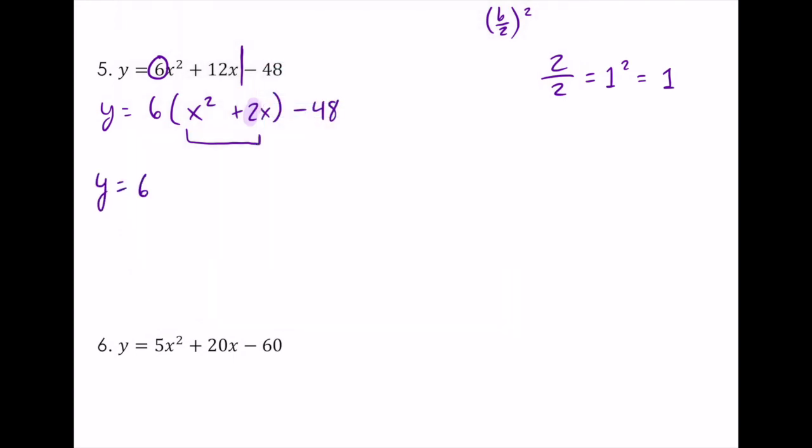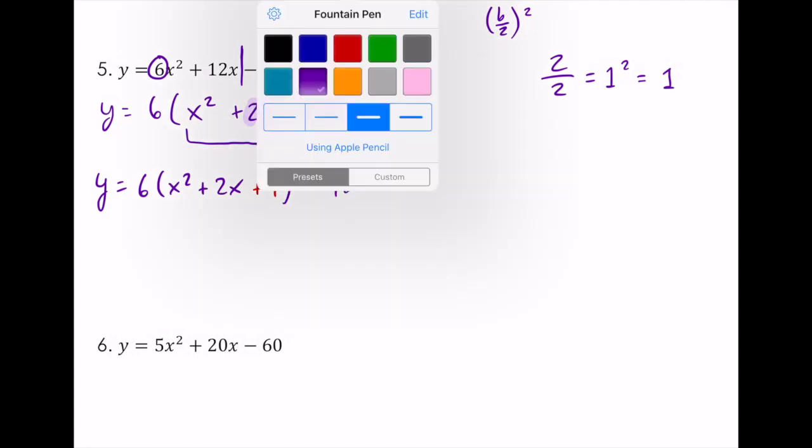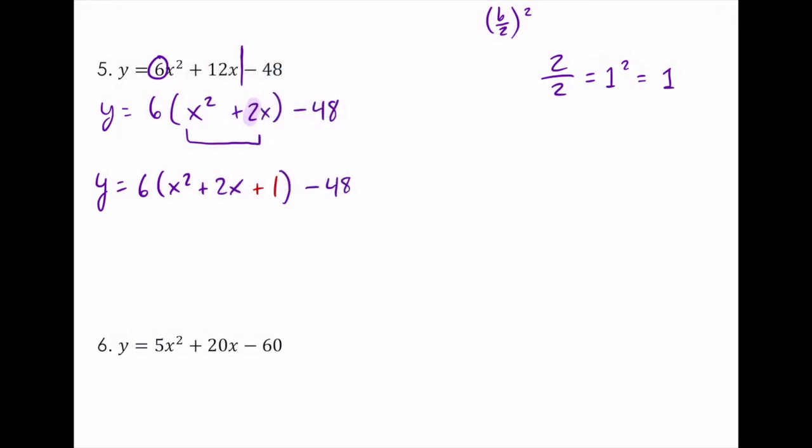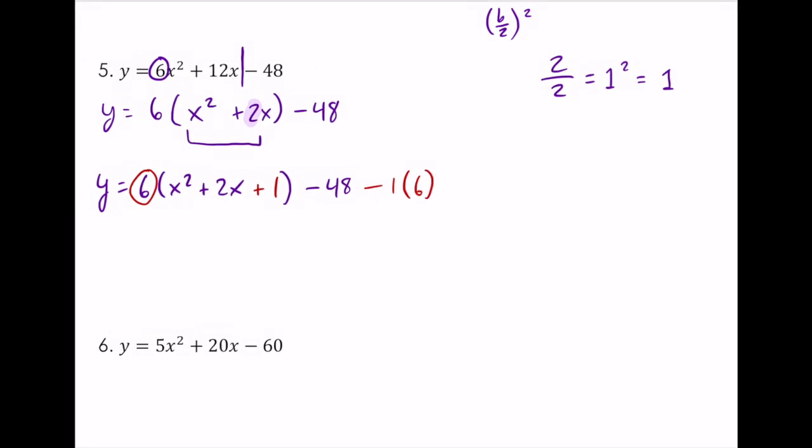y is equal to 6, x squared plus 2x. Now we're going to add in the 1 just like we saw in the last lesson. We have the minus 48. And since we added the 1, now we're going to subtract the 1. One more thing we want to do though, we want to include the 6 here. If I have a number in front of the parentheses at the very front, I also need to put it in the back. So now we can just simplify.